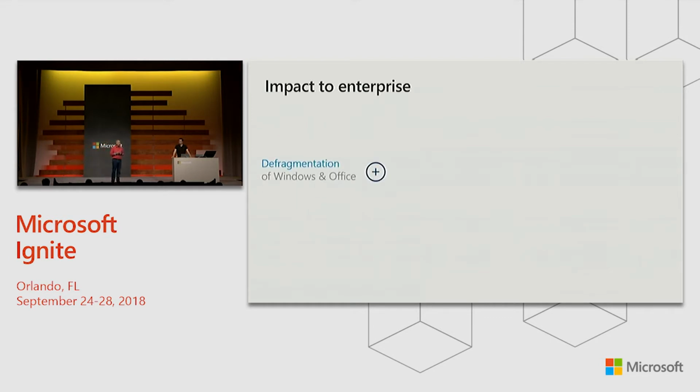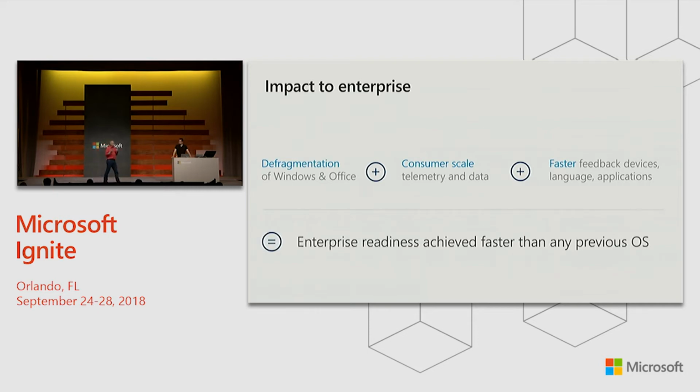So the impact to you as an enterprise customer through all this, the defragmentation of Windows, which we talked about through cumulative updates, with the consumer scale and the telemetry and the data that comes back through our process in terms of updating these devices that flows back to you, where I get this feedback faster in terms of every language, every hardware type, and every geography, means that if you were always waiting for us to get to sort of enterprise readiness, we now achieve that far faster than any previous release, but more importantly, far better with better validation than we could ever do in the past.